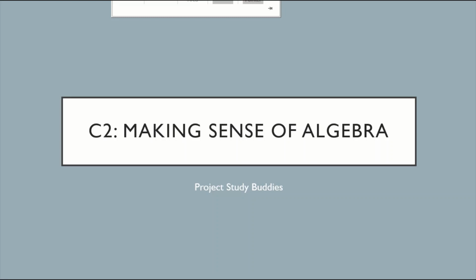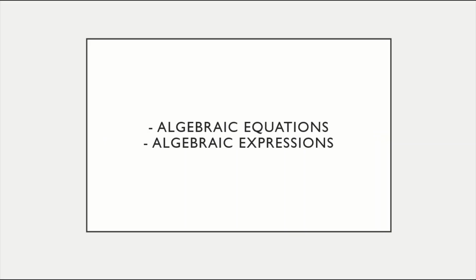Today we are going to talk about Math Chapter 2, Algebra, which is all about using letters to represent unknown numbers. First, note the difference between algebraic expressions and equations.